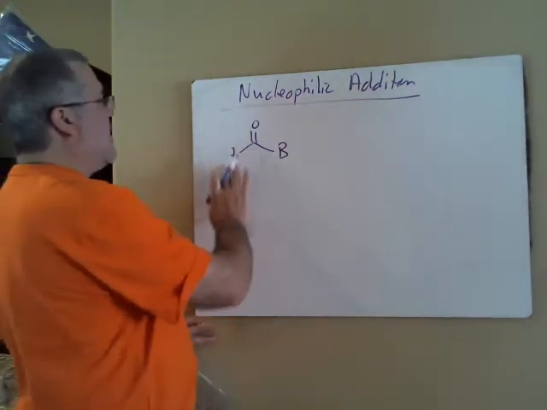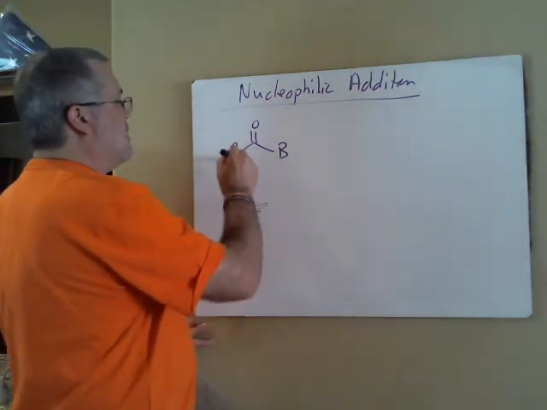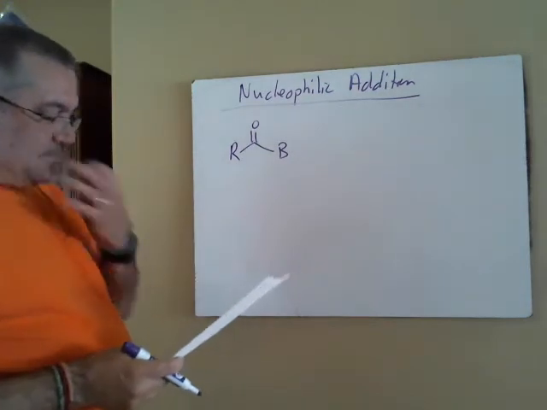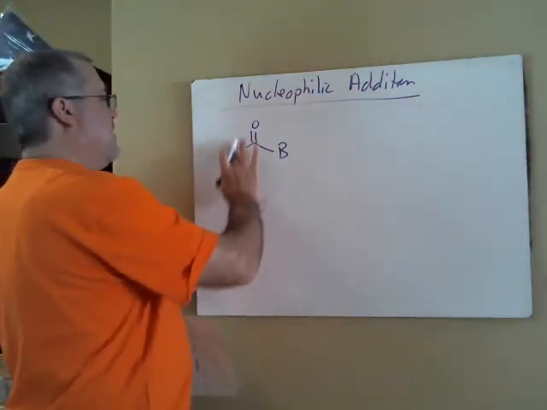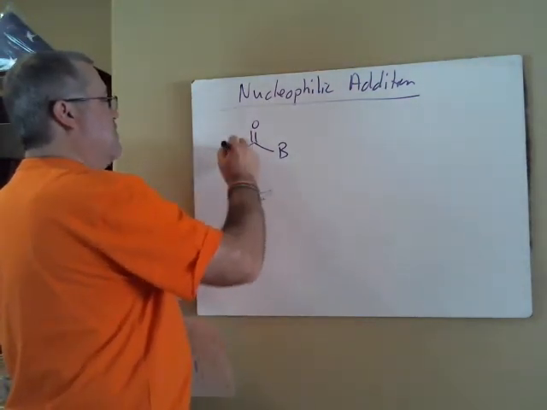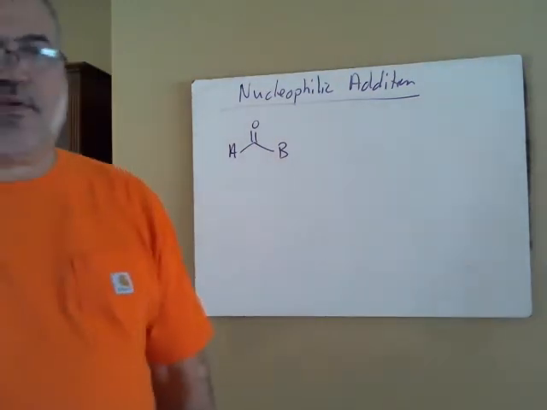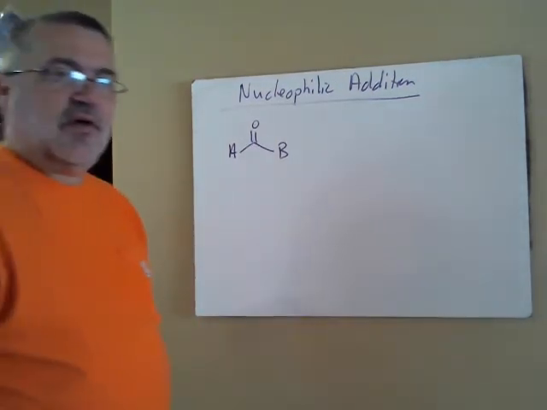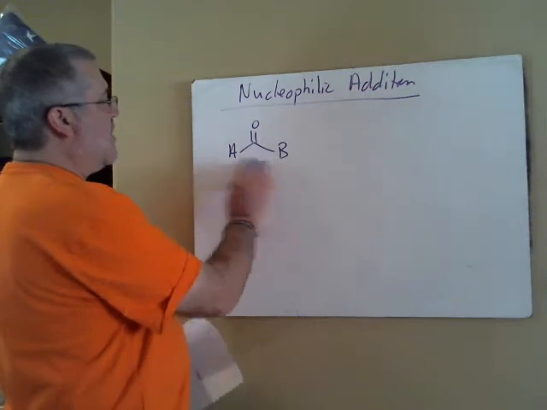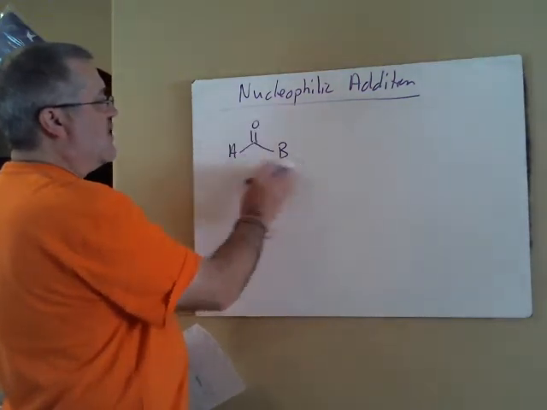And I'm going to change my mind. Let's do this as an R. Okay? No, I'm going to leave it as an A. So I'll take a break there while you catch up to my changing my mind over and over again. A and a B. I'm emphasizing the fact that my carbonyl has 2 things attached to it.